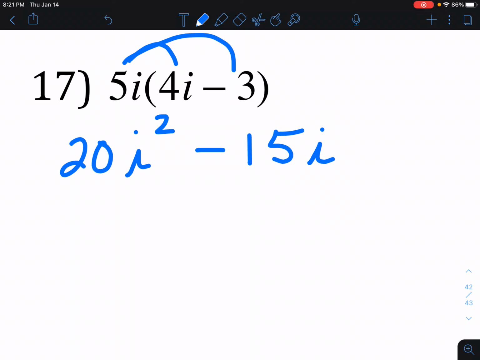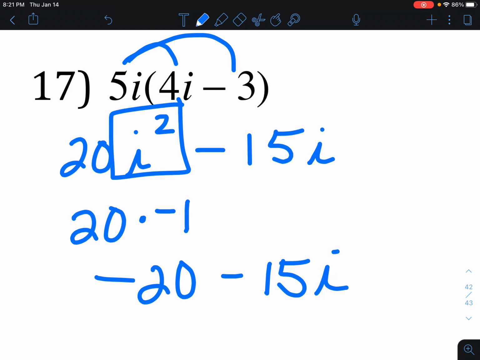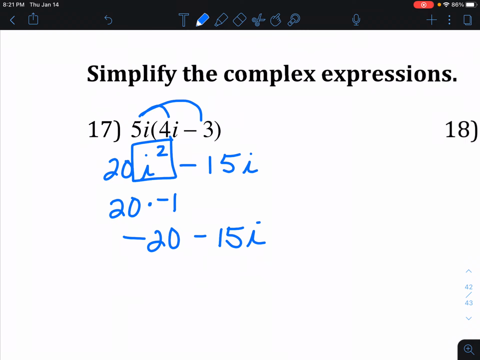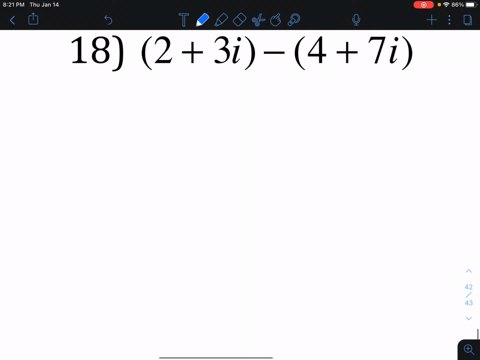We learned during that lesson that i squared is equal to negative 1. So this becomes 20 times negative 1, which is negative 20. And then bring down your minus 15i. Do not combine them. They are not like terms, so we stop there. Remember, you can only add or subtract like terms.